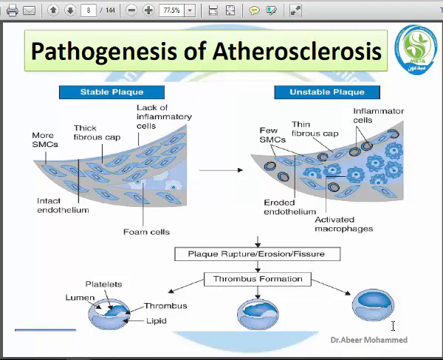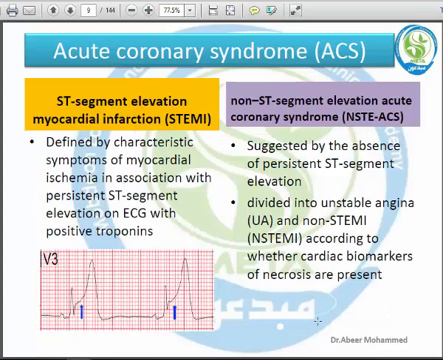في الصورة دي عندنا نوعين: stable plaque and unstable plaque. Unstable plaque which will lead to the thrombus formation has a thin fibrous cap. These are the inflammatory cells and macrophages or lymphocytes, and this is a smooth cell. After plaque rupture and thrombus formation, this will lead to partial or total coronary occlusion.